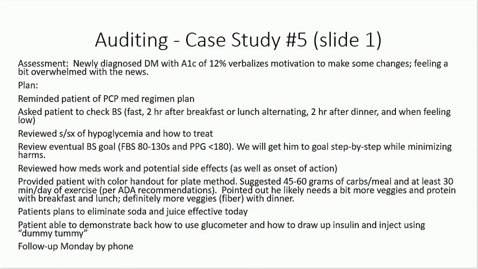He was asked to check blood sugars fasting, 2 hours after breakfast or lunch alternating, 2 hours after dinner, and when feeling low. The signs and symptoms of hypoglycemia and how to treat it were reviewed. The eventual blood sugar goal is to have the fasting blood sugars between 80 and the 130s and the postprandial less than 180.